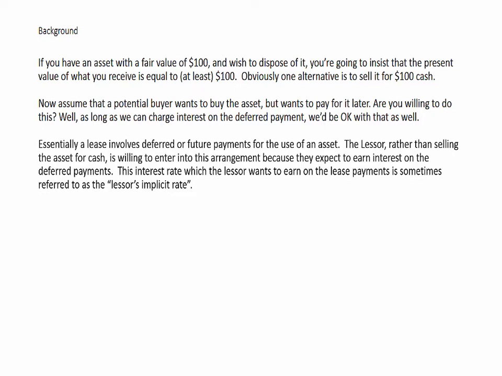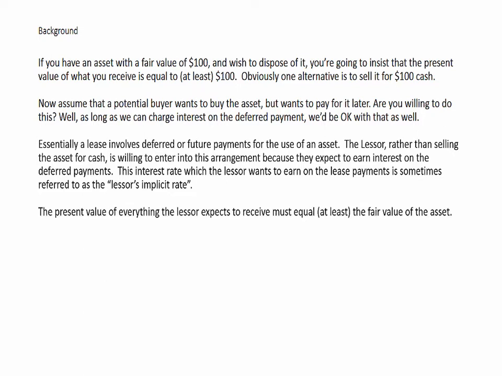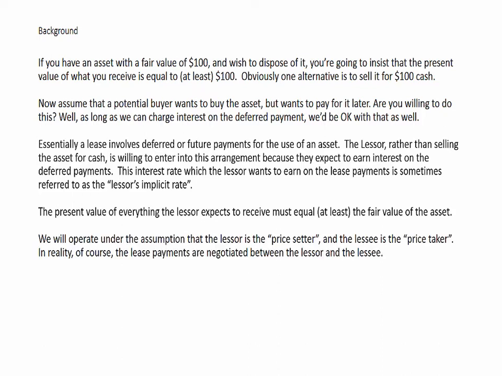The interest rate which the lessor wants to earn on the lease payments is sometimes referred to as the lessor's implicit rate. Now again, the idea is that the present value of everything the lessor expects to receive must equal at least the fair value of the asset. Now we're going to operate under the assumption that the lessor is the price setter and the lessee is the price taker. In reality, of course, the lease payments are negotiated between the lessor and the lessee.